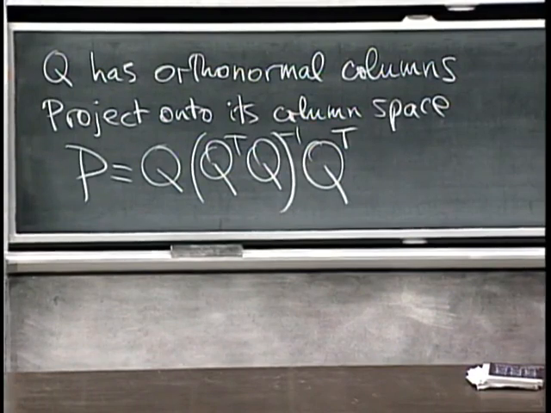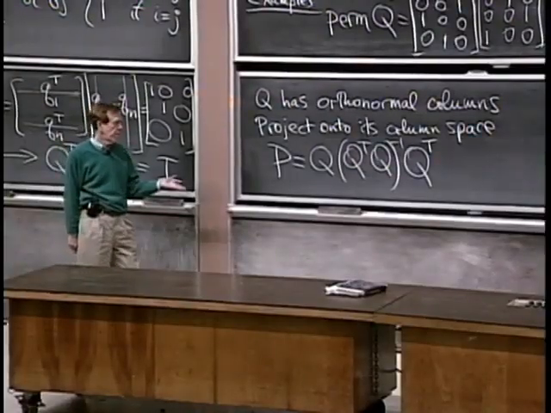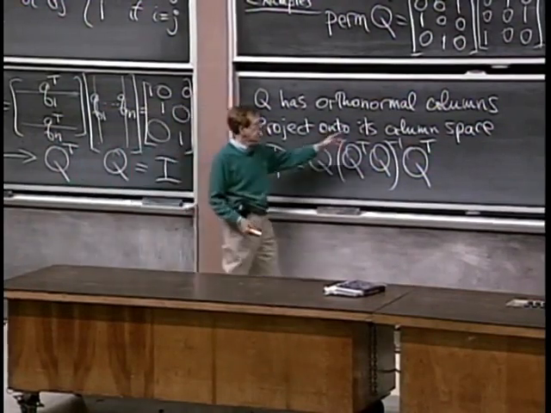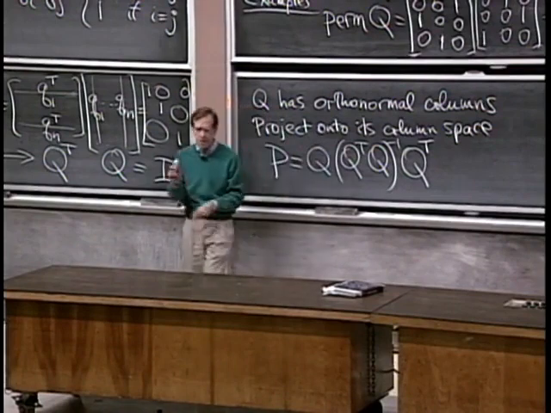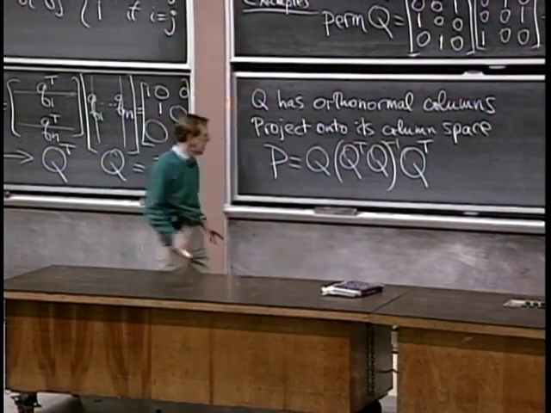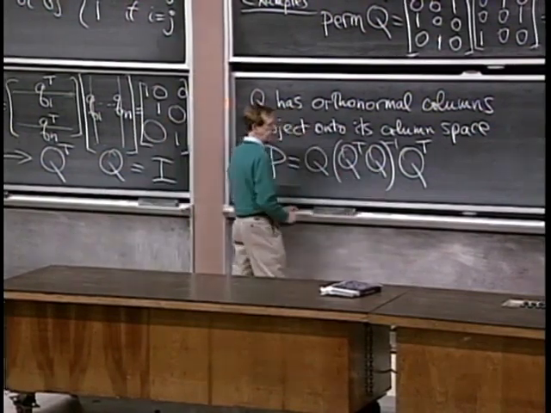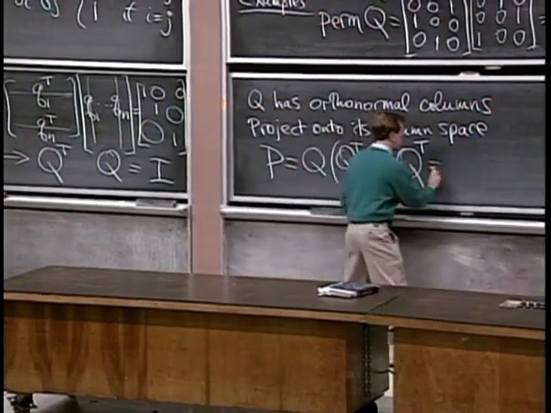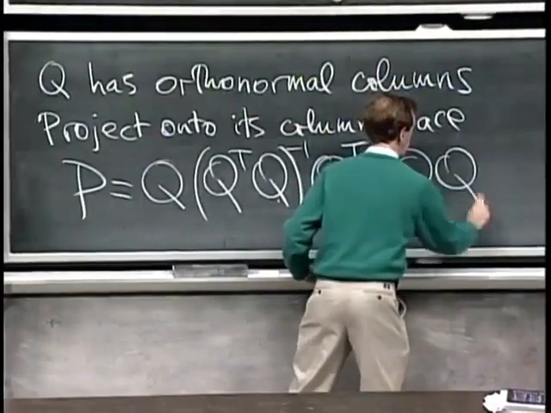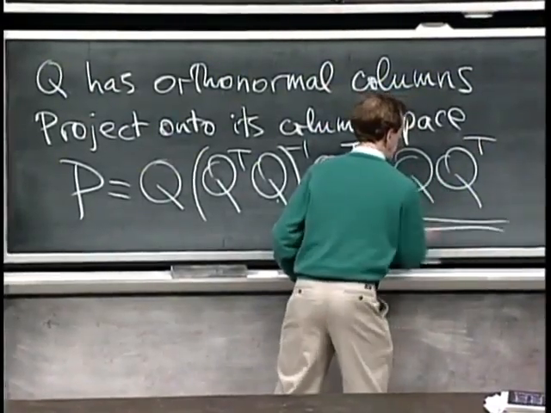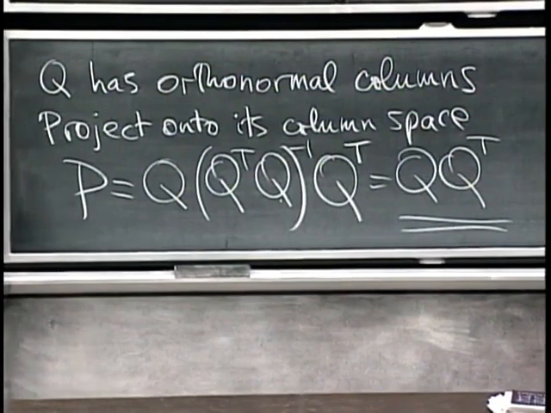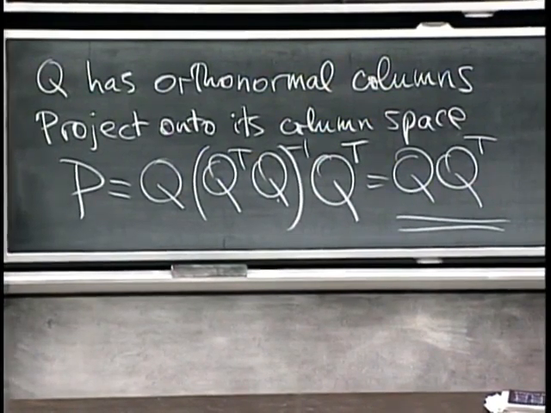But what's good here? What makes this formula nice if I'm projecting onto a column space when I have an orthonormal basis for that space? What makes it nice is this is the identity. I don't have to do any inversion. I just get Q transpose. So Q transpose is a projection matrix.